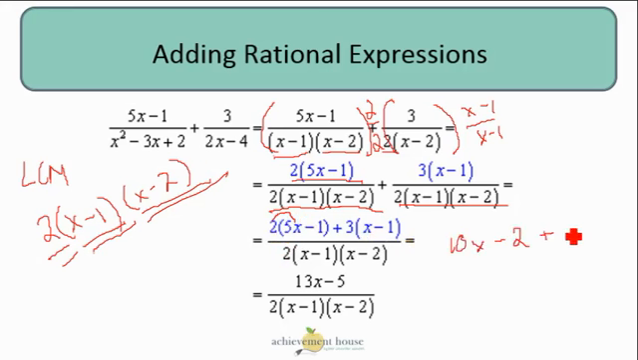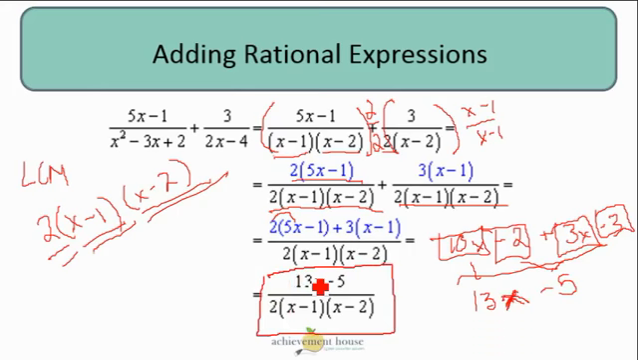If I combine like terms, I get 13x minus 5 for my numerator. And the denominator, you just keep the same. So my final answer would be 13x minus 5 divided by 2 times x minus 1 times x minus 2.